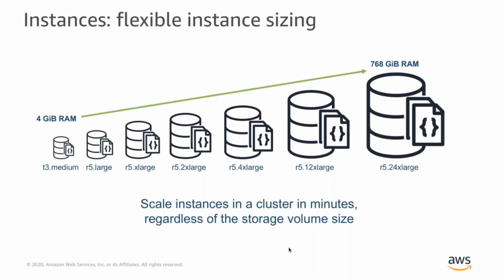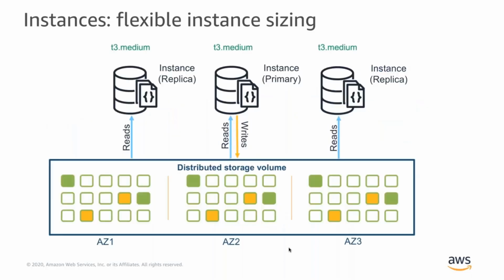And of course, there's also flexible instance sizing. One of the really great advantages of DocumentDB's architecture is it's really easy to change instance sizes. It's because storage and compute are decoupled. When you want to change an instance type, you don't have to copy any data anywhere. It gives you a lot of flexibility.